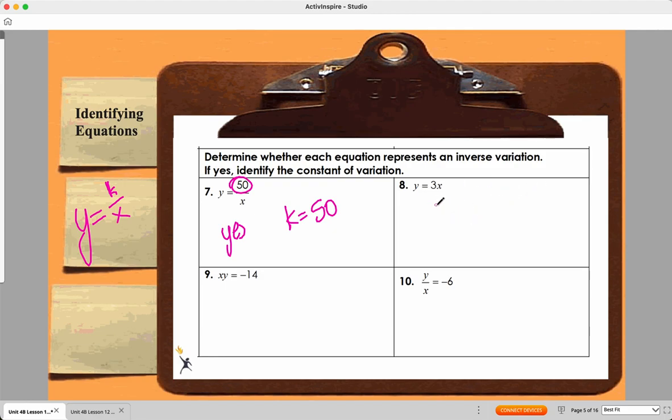But if I look at number 8, it's not inverse. This is actually a direct variation, so I don't want this one. This is a no, okay? Now, what happens if we have questions that are not exactly the same?